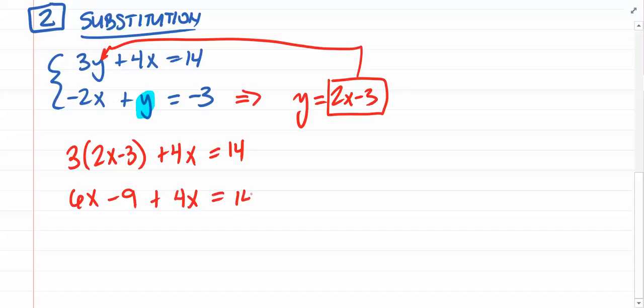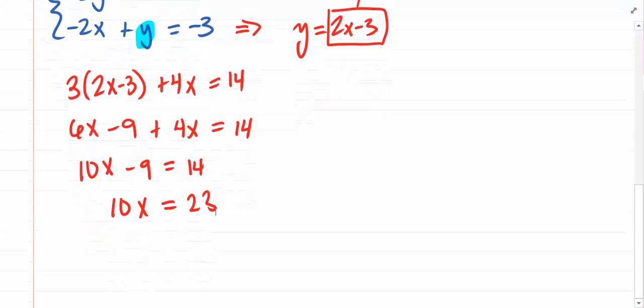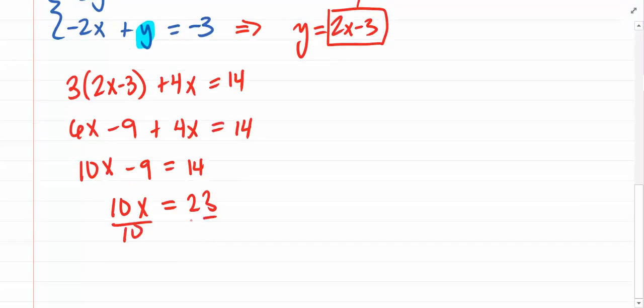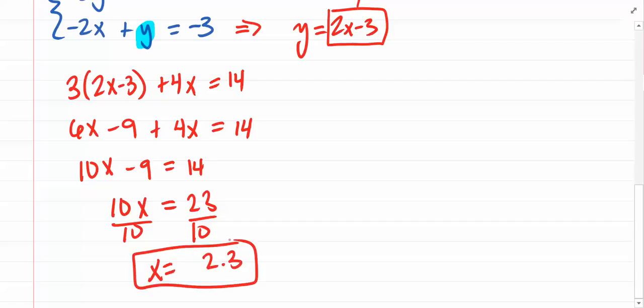Any like terms on the left-hand side of the equation, ladies and gentlemen? 6 and 4 make 10. So 10x, take away 9, has to be 14. I'm going to add 9 to both sides and get that 10x is worth how much? 23. Good. If 10x is worth 23, I'm going to divide both sides by 10. So x is going to be worth what? 2.3. Is that okay? Can x be worth 2.3? Yeah, why not?